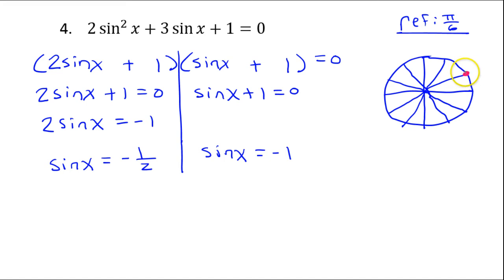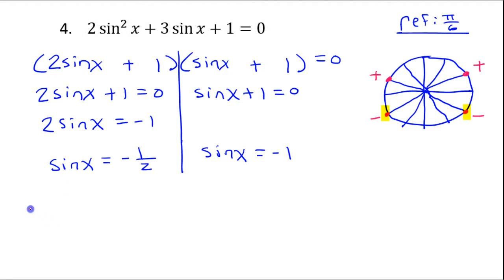These are the 4 angles that have a reference angle of pi over 6. The sine of any of these angles will be some kind of 1/2. It's just that these two will be positive 1/2 and these two will be negative 1/2. Sine is a y value on the unit circle, positive up and negative down. In this particular case, I want negative 1/2. So that's why these 2 angles are the solutions.